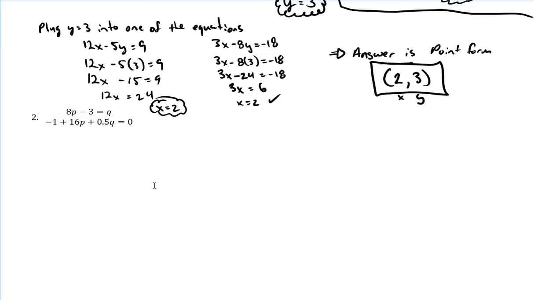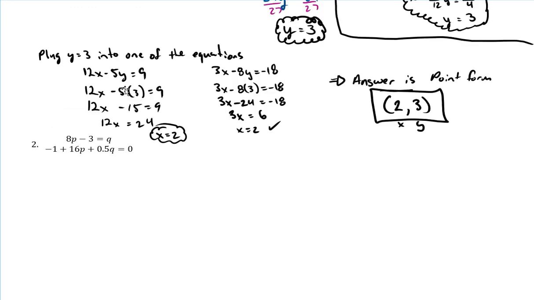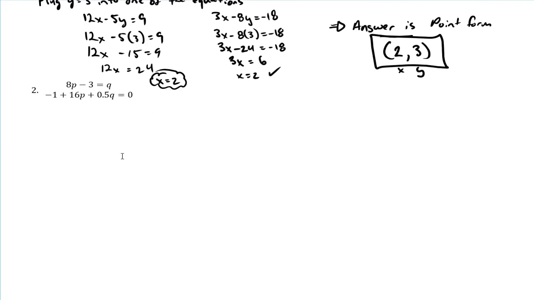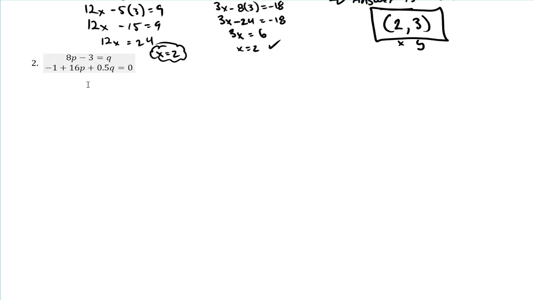Now, notice they also are using different letters, so that's no big deal. It's still linear because all of the letters are to the first power. Like x here is to the first and y is to the first. Same deal with this: this is p to the first, q to the first.